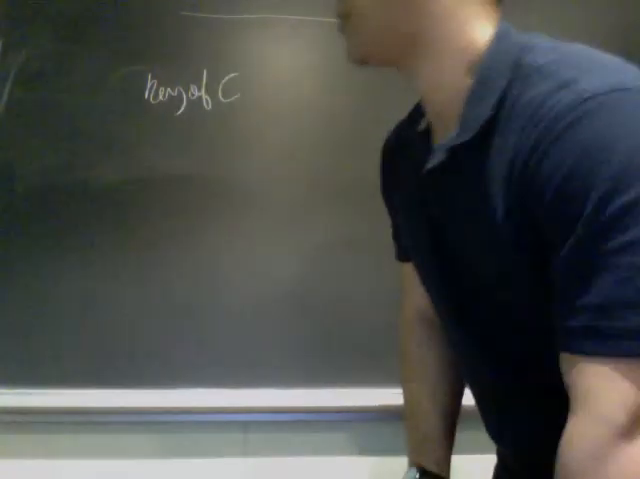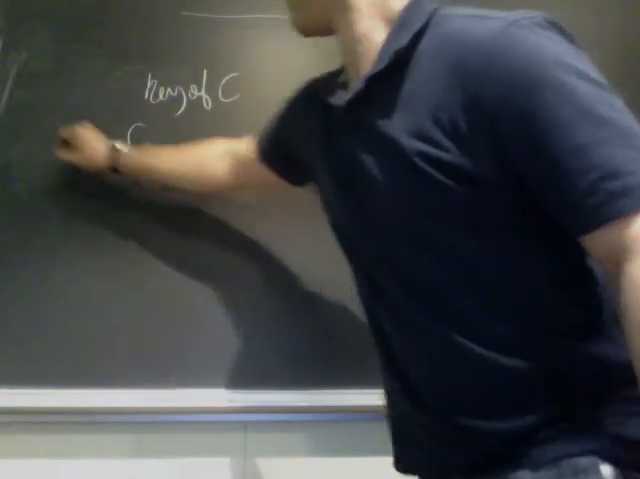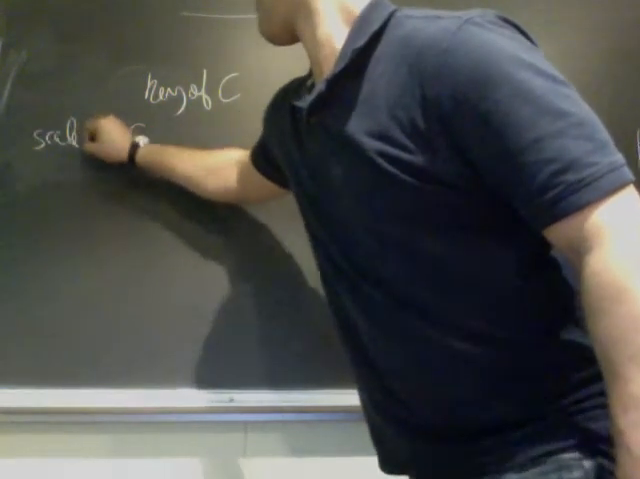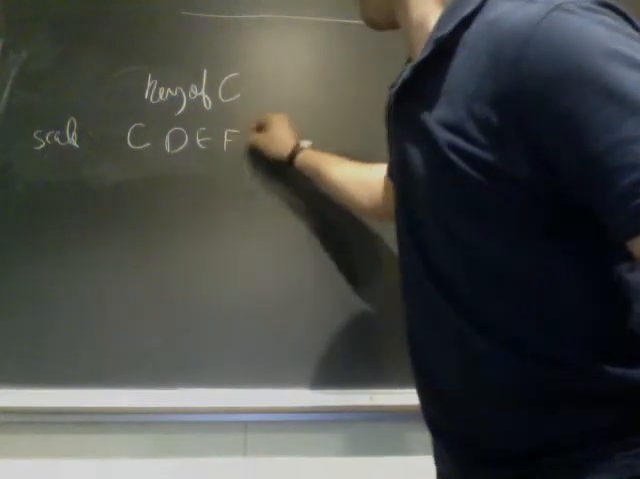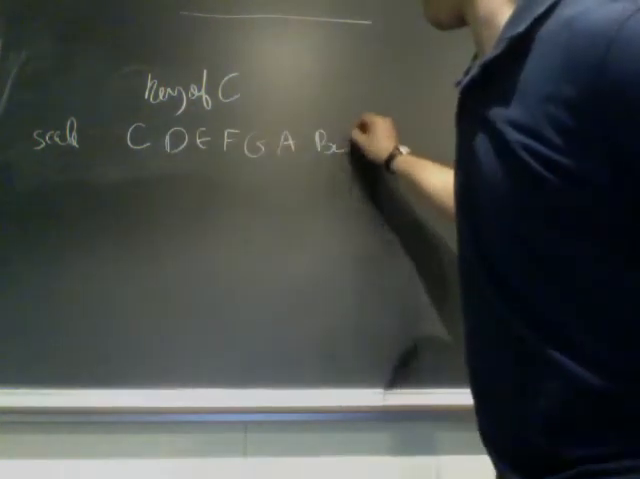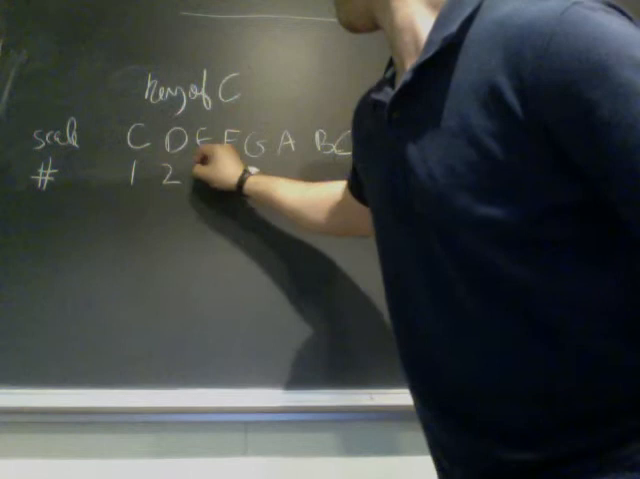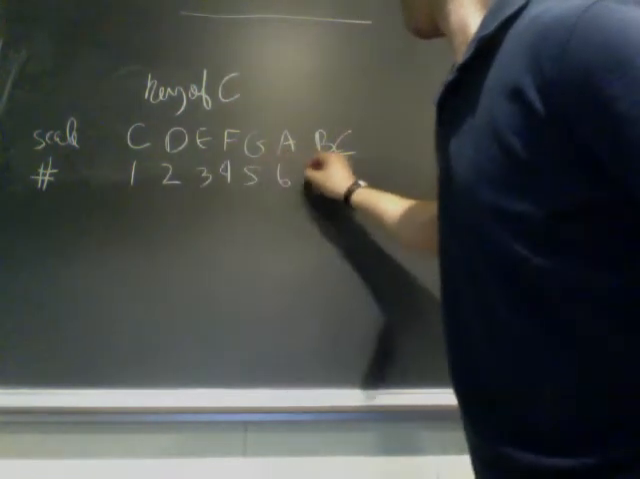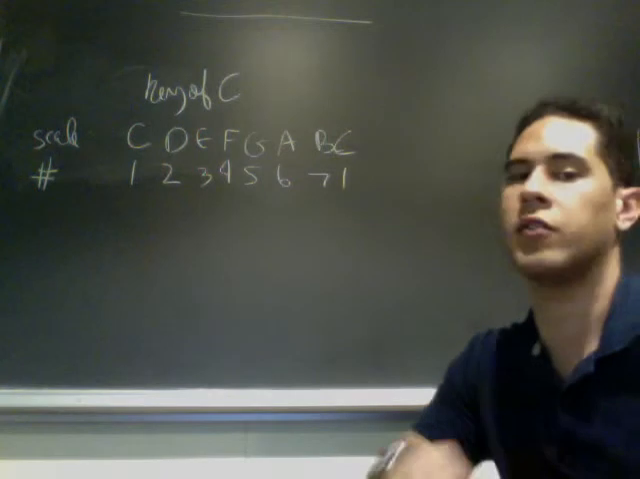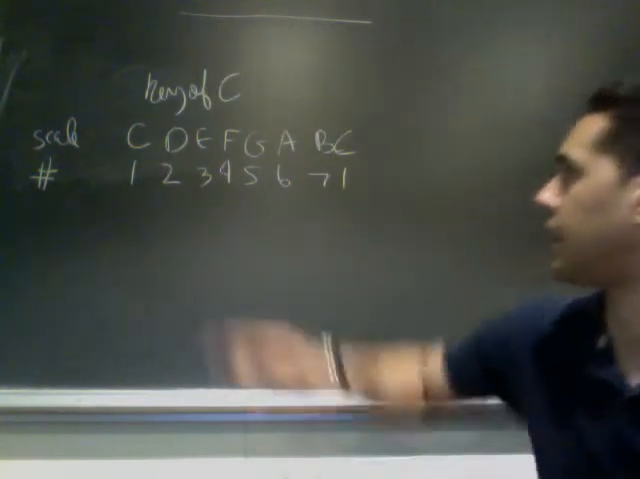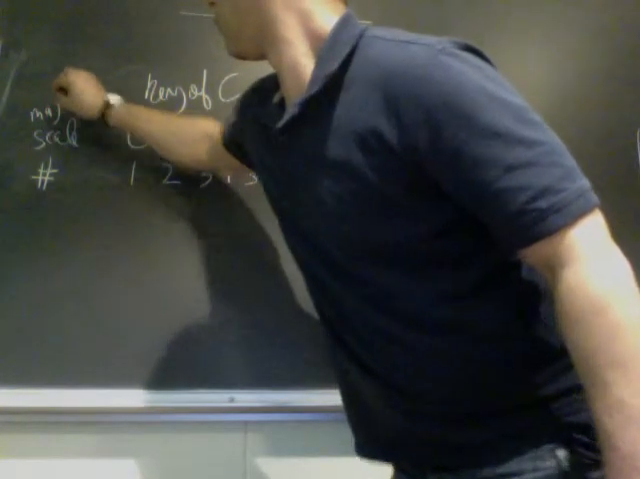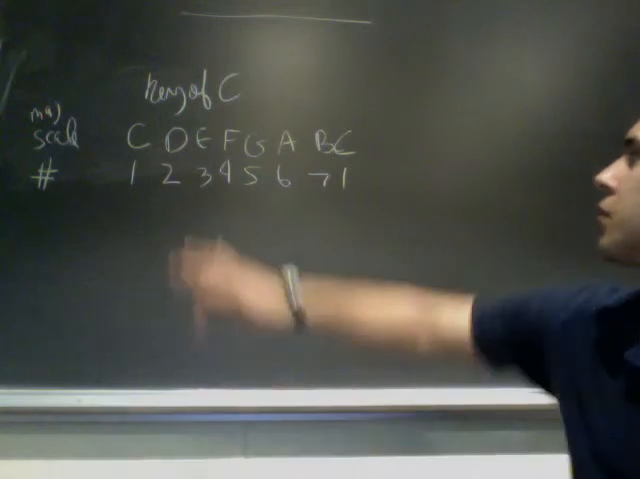Okay, so in the key of C you have the major scale, which is C, D, E, F, G, A, B, C, right? We all know that. That's the easiest thing to ever know. So if you take each of these, they have numbers with them. 1, and then 1 again. So these are called the scale degrees. So for any key, you can find the major scale, and you can figure out the numbers that go here.